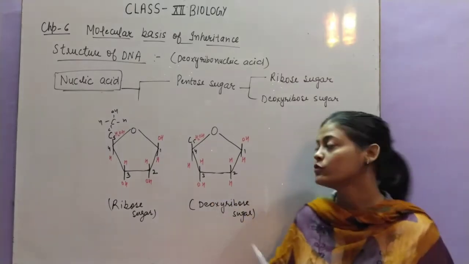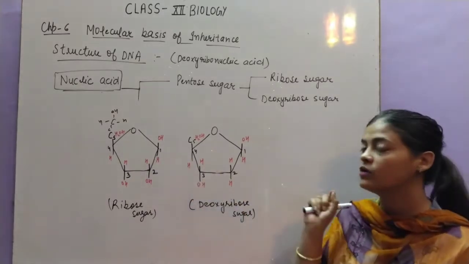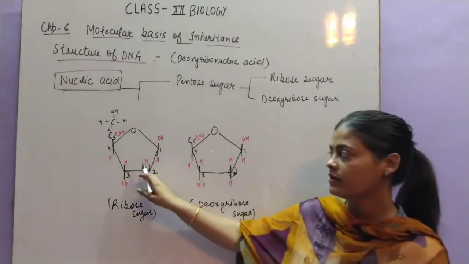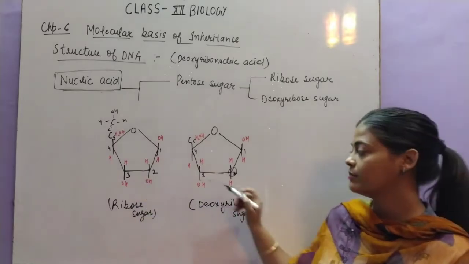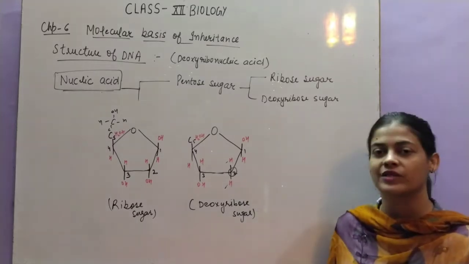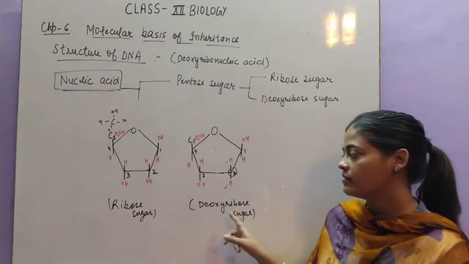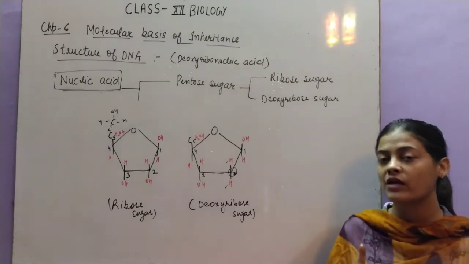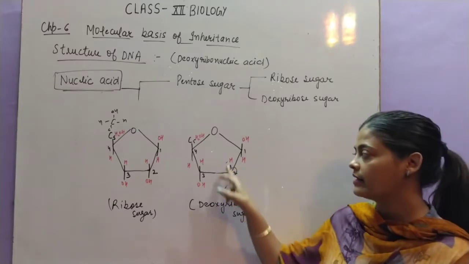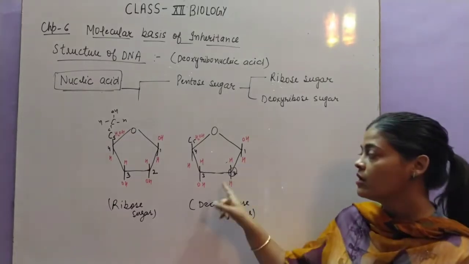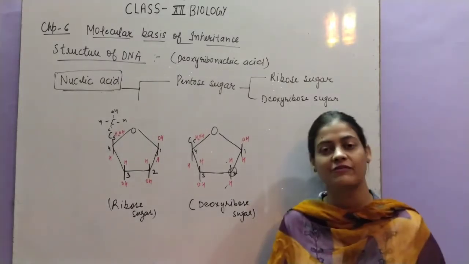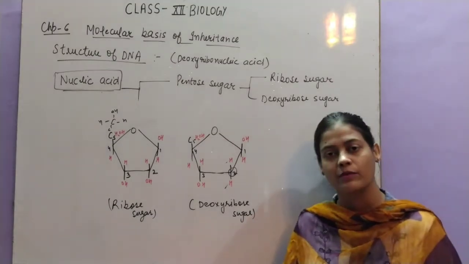Now in the case of deoxyribose sugar, the same structure is there, with only one small difference. At carbon number 2 in ribose you can find one H and one OH, but in deoxyribose sugar both are H atoms attached to the carbon. That is why it is called deoxy. Deoxy means one oxygen less. So at carbon number 2 both atoms present are H and H. One oxygen is less in it, that is why it is called deoxyribose sugar. This is the only little difference between ribose and deoxyribose sugar.